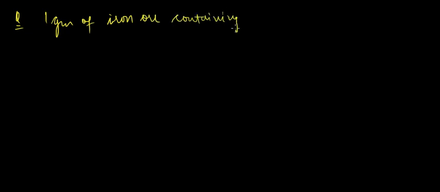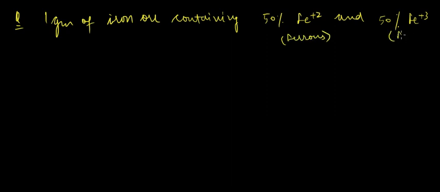So let's get started. The first question in this lecture is, we have been given 1 gram of iron ore containing 50% Fe2+ and 50% Fe in +3 state. Fe2+ is nothing but ferrous ion and this is ferric ion, and the rest 50% is impurity.